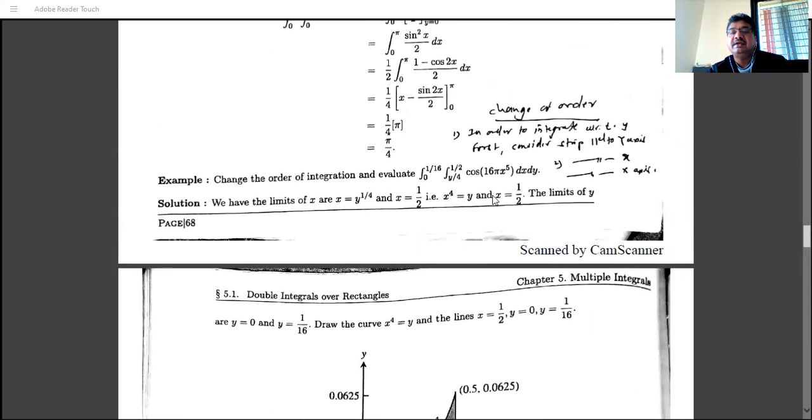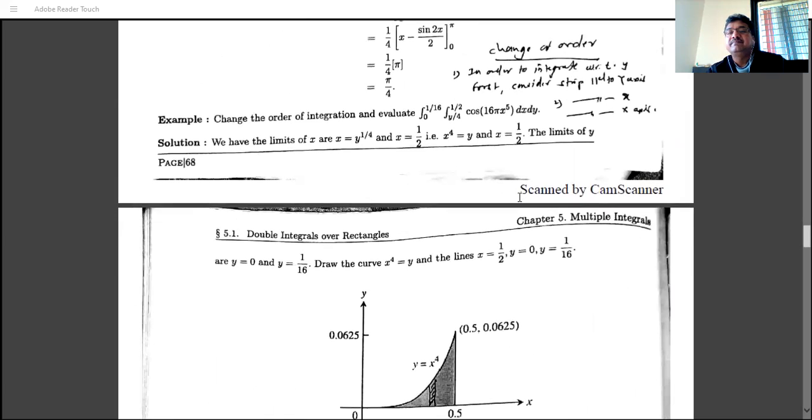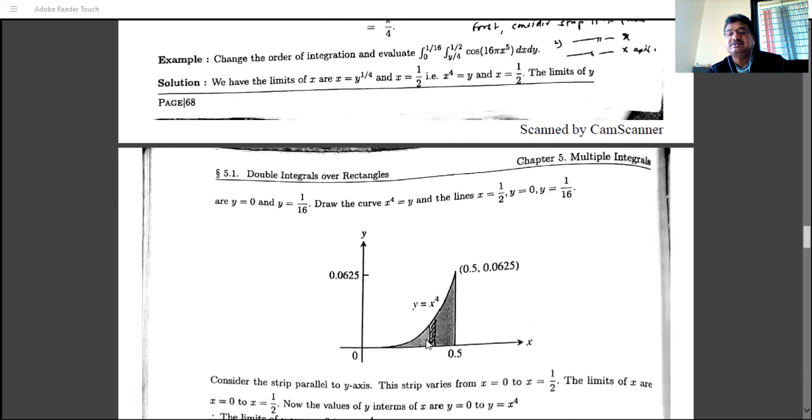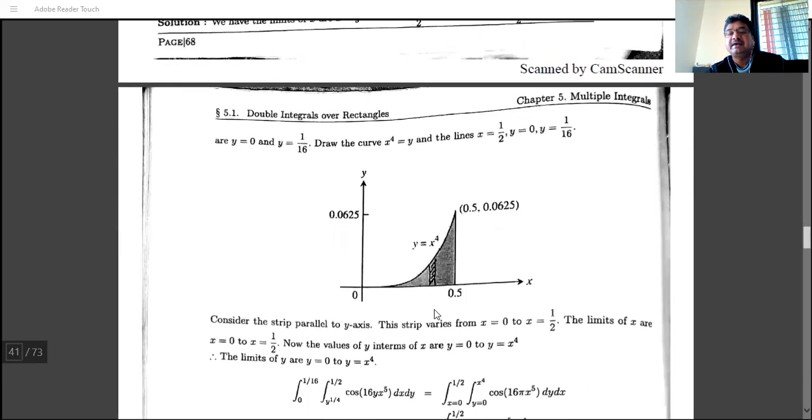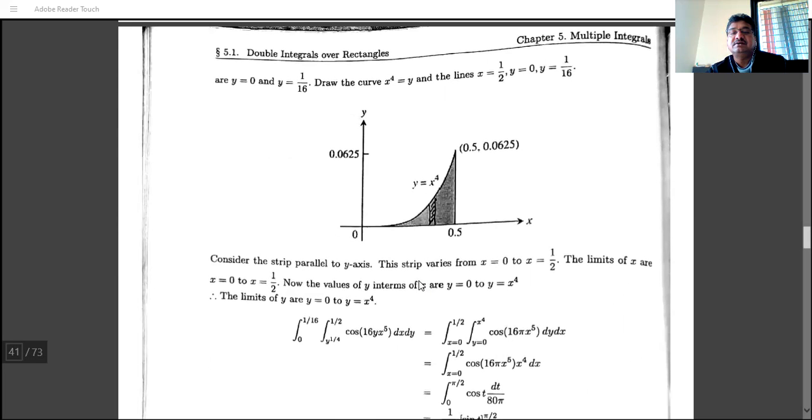Then we have to change the order. Here the integration is with respect to x first, and now we have to integrate with respect to y first. So in order to integrate with respect to y first, take a strip parallel to the y axis. Instead of dx dy, write dy dx. Then y runs from where? One end of this strip touches the line y = 0, so y = 0 is the lower limit. The other end touches the curve y = x^4, so y = x^4 is the upper limit.